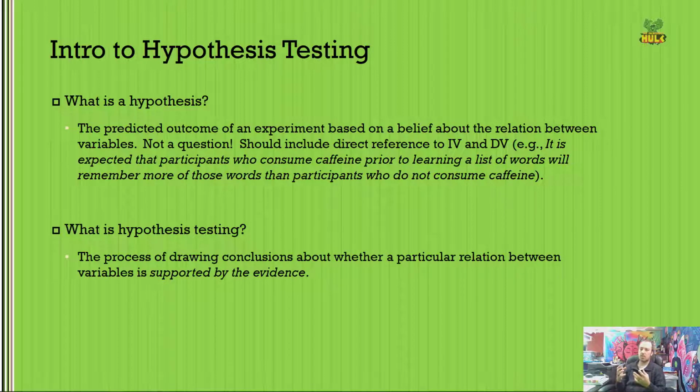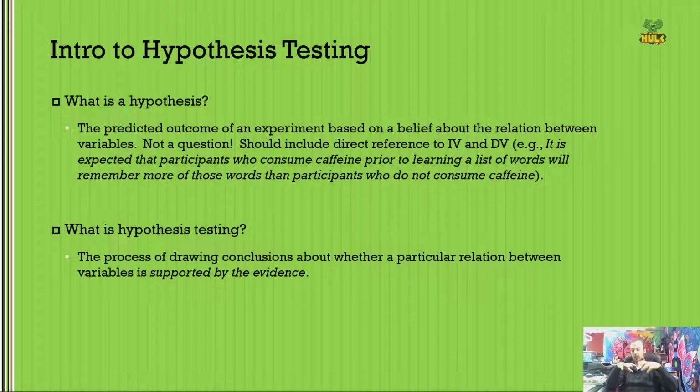But we've already talked about how it's difficult to study an entire population. And so we're going to study a sample and then extrapolate or infer, based on what we see in the sample, about how that population behaves. So let's talk a little bit more about that hypothesis then.